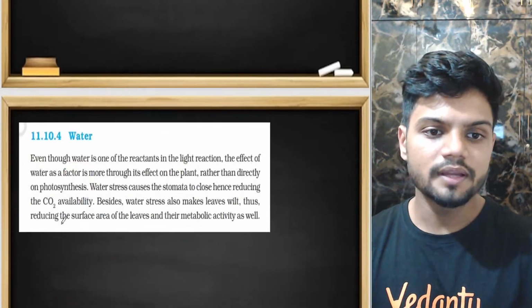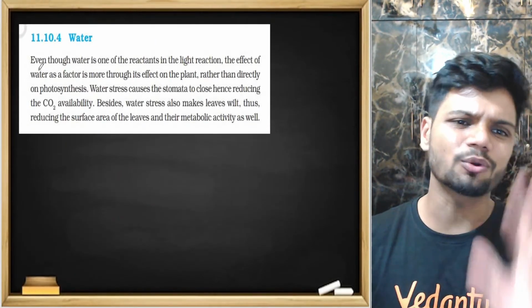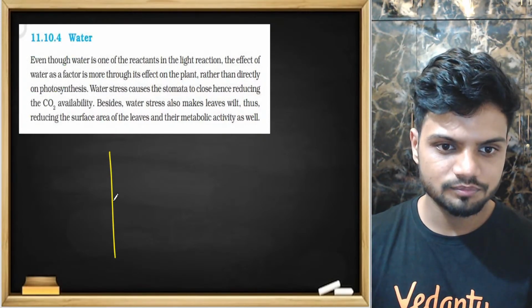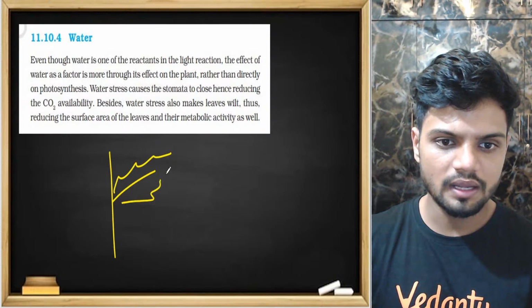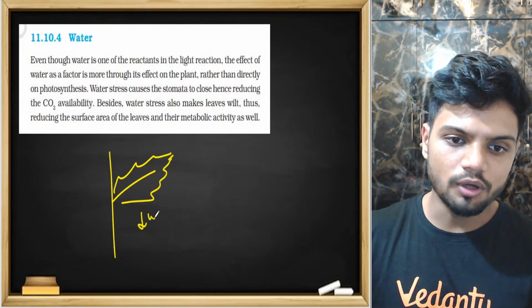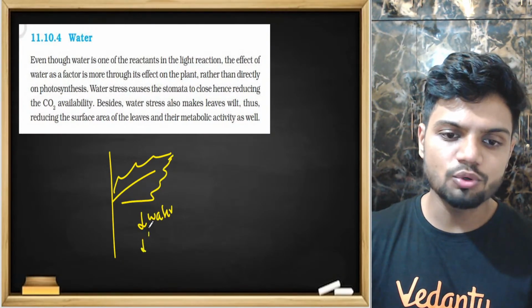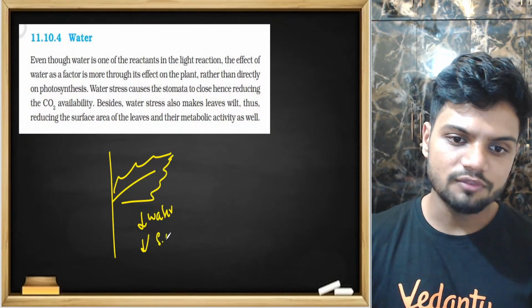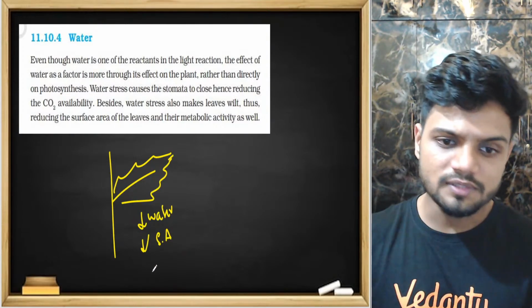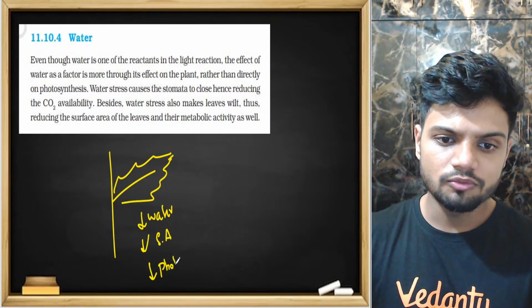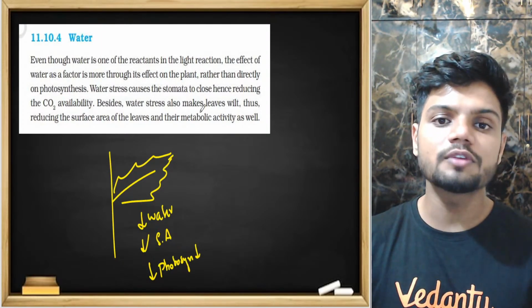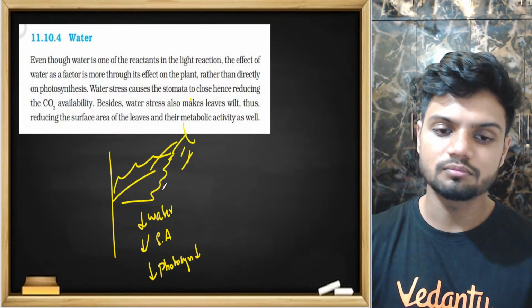Okay. Next one is water. Water has a rather indirect role. For example, here I have a plant and I have a leaf. Now tell me, if water decreases, the leaf will show curling. The leaf will curl inside. If the leaf is curling inside, can I tell the surface area is decreasing? If surface area is decreasing, obviously photosynthesis is decreasing. Why? Because less of the leaf is exposed to sunlight now.